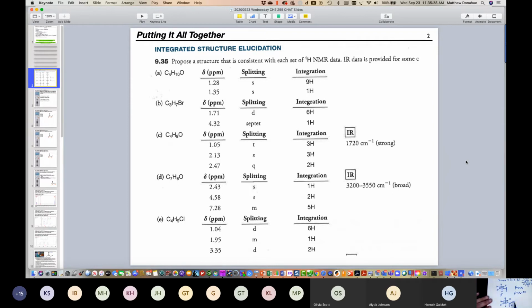So now if we look at the data we're given, it says IR has a broad peak from 3200 to 3500, so that belongs to this OH stretch. We have an integration of 2 at 4.58. So you see the effect of this OH group on the chemical shifts of those hydrogens. And then the aromatic hydrogens integrate to 5 at 7.28. It says the splitting is a multiplet.